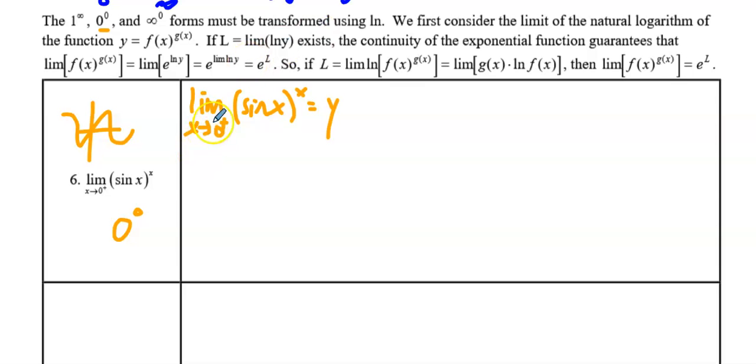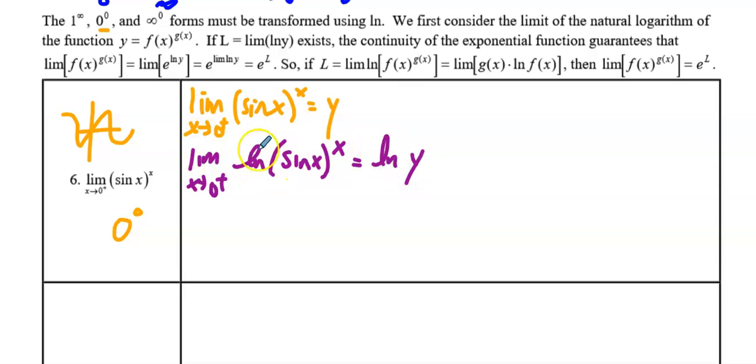There's a property that lets us employ the natural log inside of this limit. And again, what we do to the left, we do to the right. So I can take the limit as x approaches 0 from the right of the natural log of sine x raised to the x, but we have to set that equal to the natural log of y. I'm stressing this because when we find this limit, we're not finding the value of y. We're finding the natural log of y.